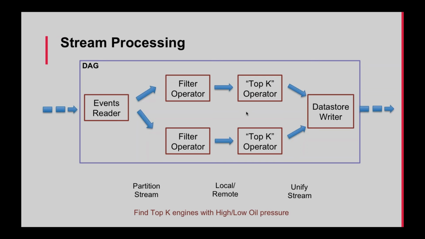So the event reader is taking the stream, splitting the stream based on probably an engine type, and then sending it to multiple operators. These operators are probably only looking at oil pressure events and dropping all the other events. Then we send the data to a top K operator, which, let's say, uses some stochastic algorithm to figure out what the top K is, and then the data store writer just writes the data. That's the whole idea.